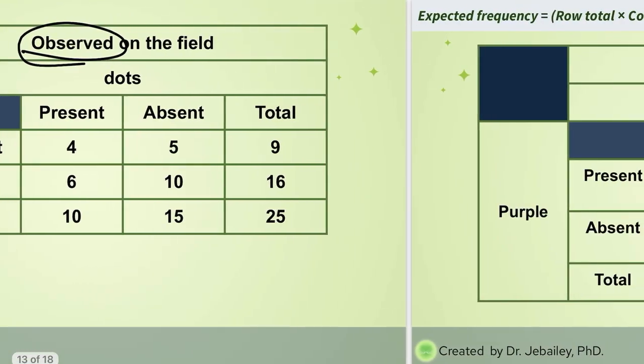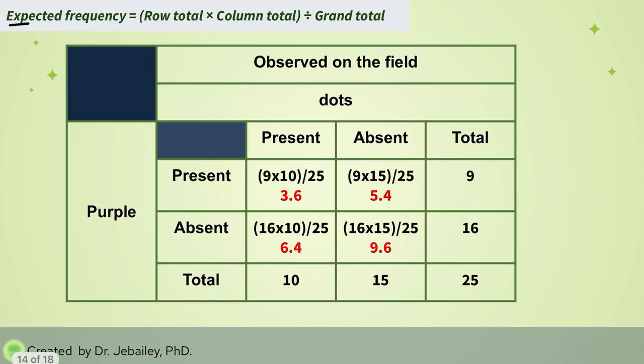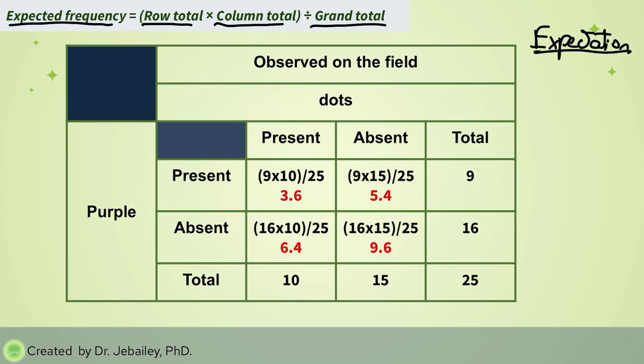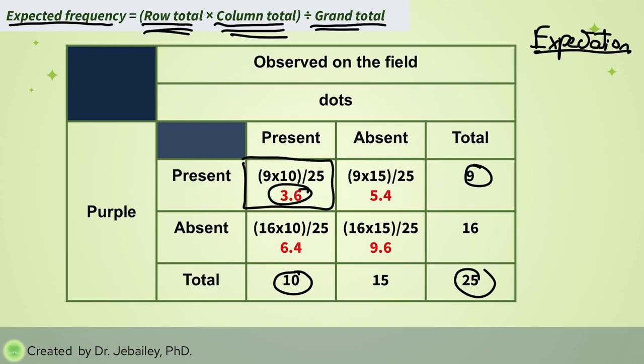Having the observed done, the next thing is to calculate the expected. The expected frequency is the row total times the column total divided by the grand total. This is the E of the chi-square equation, right? We already found the O. To do that, we take the row total, which is this, the column total is 10, and the grand total is 25. So when we do it for the first square, you can see that it's 3.6. Then you do it for this one. For this one, the row is right here and the column is here, so you can see 9 times 15, divided by the grand total.